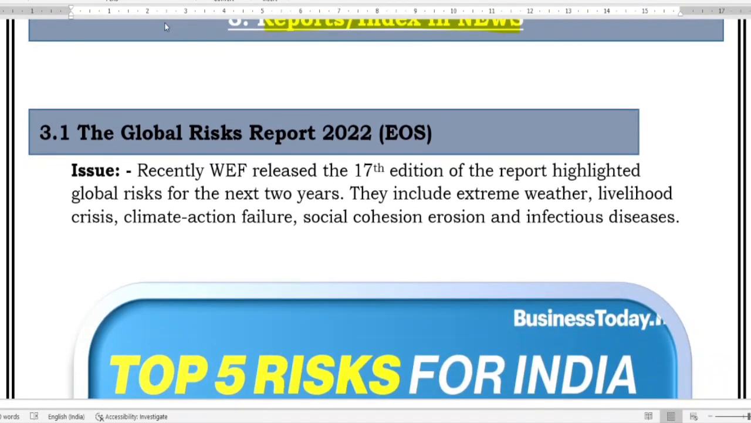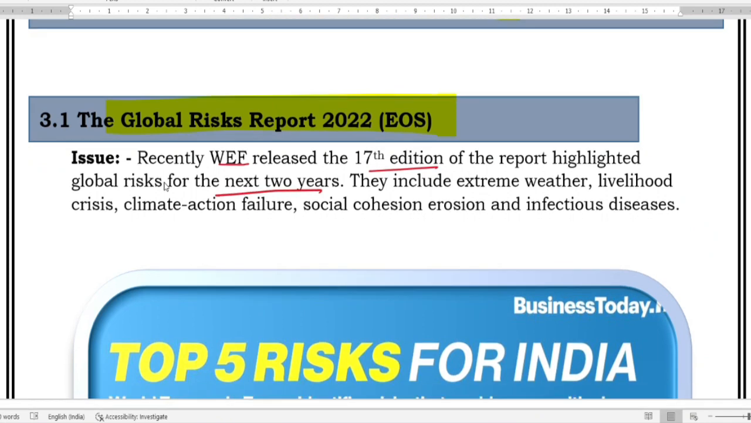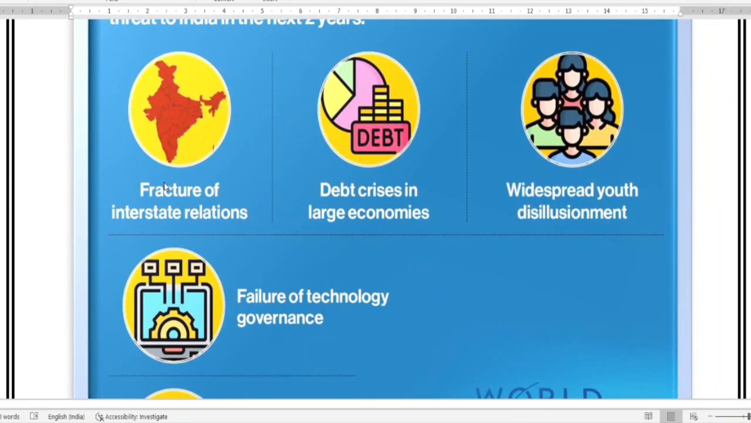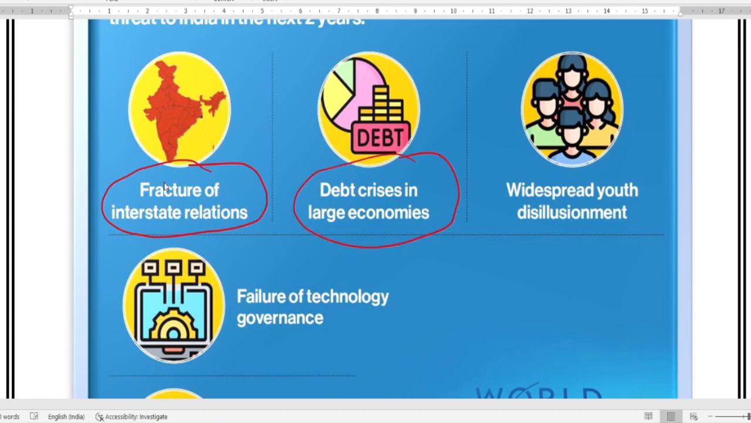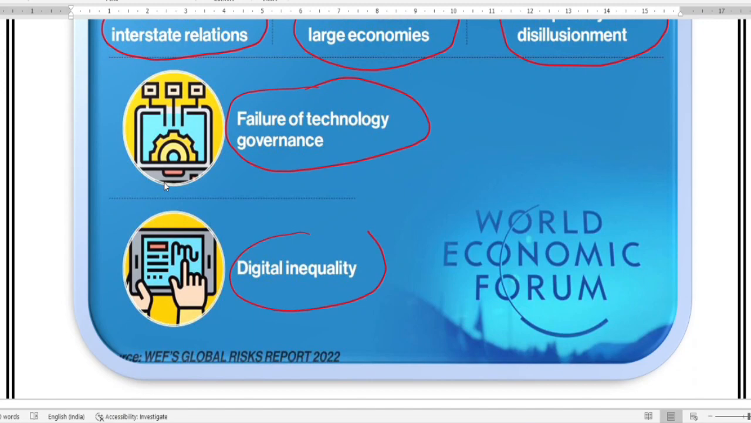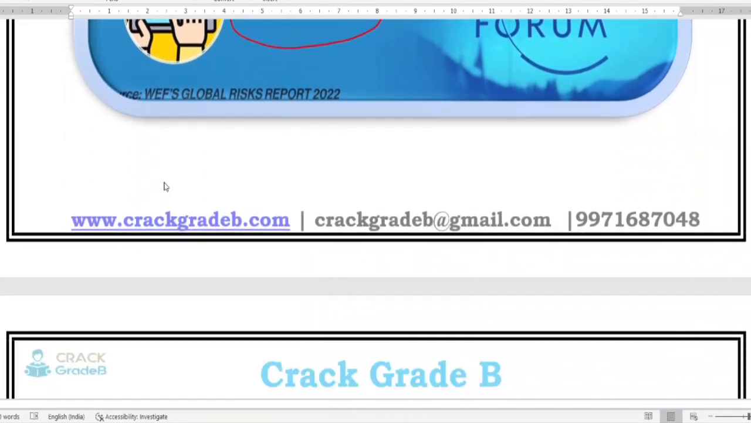Okay, the Global Risks Report 2022. So what happened recently? The World Economic Forum released the 17th edition of the report, highlighting global risks for the next 2 years. Now, what are the top five risks for India? Fracture of interstate relations, meaning the relations between the states are on the verge. Debt crisis in large economies. Widespread youth disillusionment. Failure of technology governance. Then digital inequality. Okay, then let's move forward.